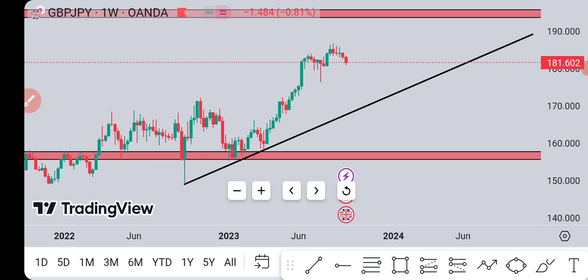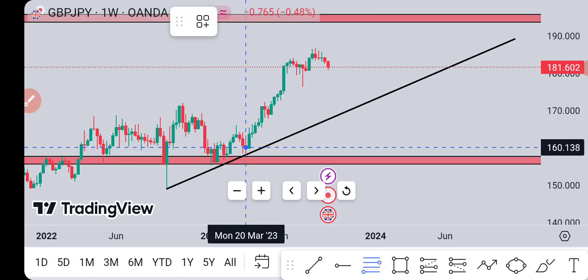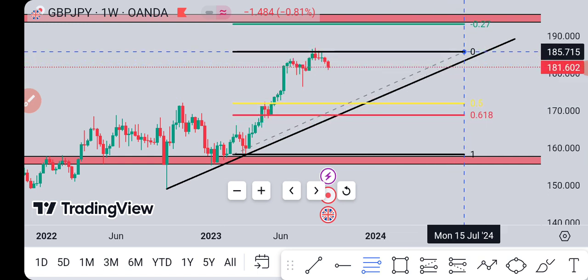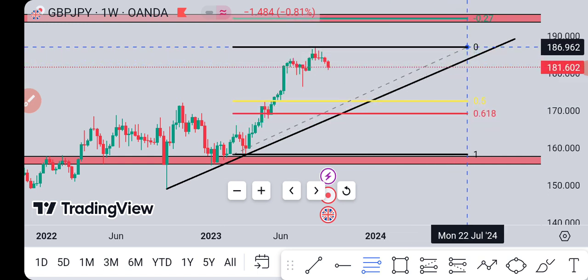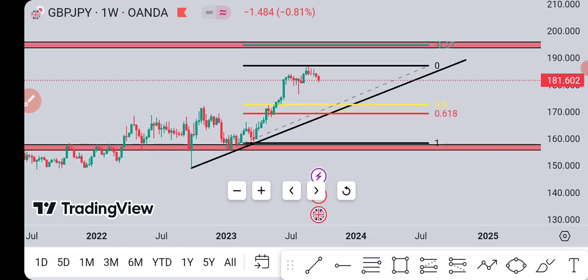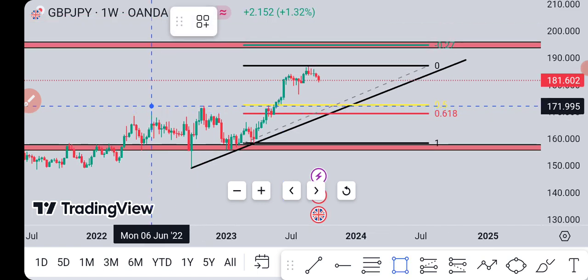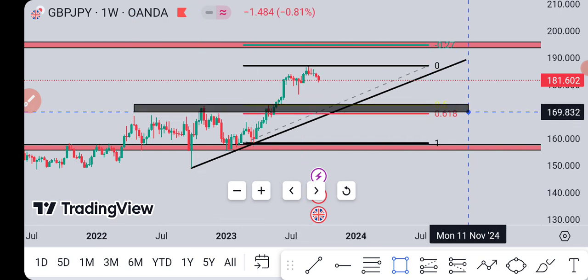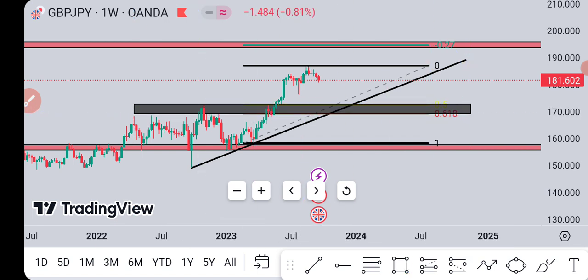So on the monthly time frame now, if I'm to put my Fibonacci, it will be from this low to this high, and the 50% Fibonacci we will have is this level here, for the 50% adjustment level.